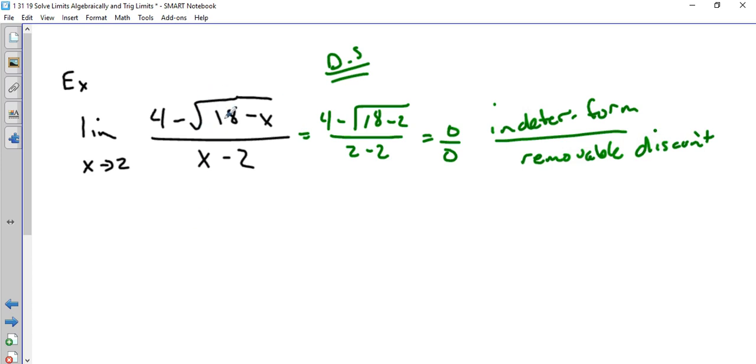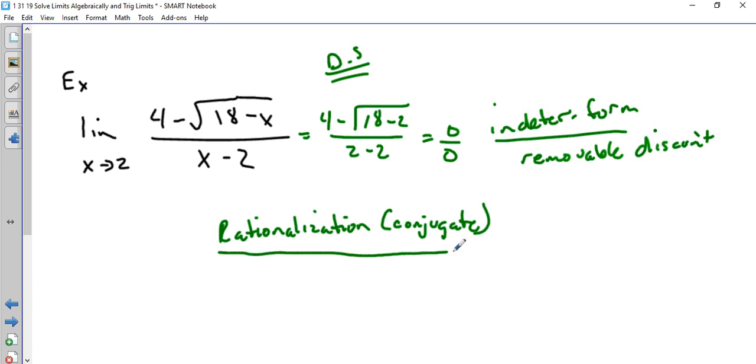What technique would we do algebraically to solve this? Well, we see a square root in the numerator. So we're going to take the conjugate of the numerator, whatever the square root is. So we're rationalizing. Rationalization technique. So let's rationalize this, AKA use the conjugate.